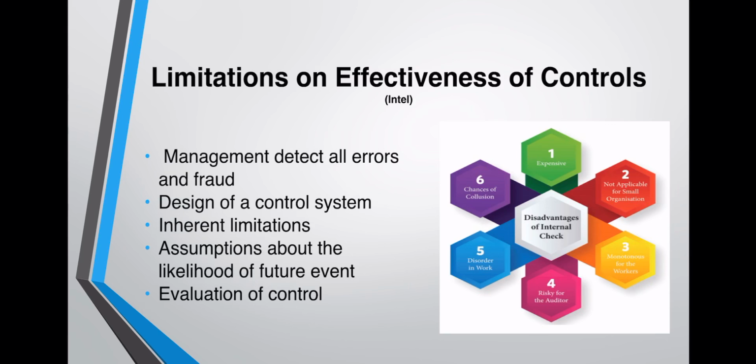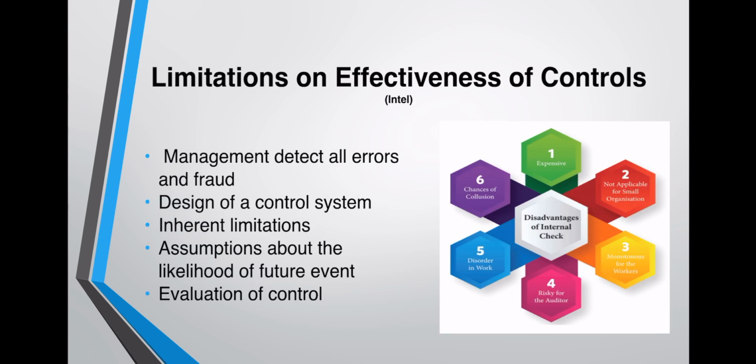The next one is inherent limitations. Because of the inherent limitations in all control systems, no evaluation of controls can provide absolute assurance that misstatements due to error or fraud will not occur, or that all control issues and instances of fraud have been detected. These inherent limitations include the realities that judgments in decision making can be faulty, and that breakdowns can occur because of simple error or mistake.